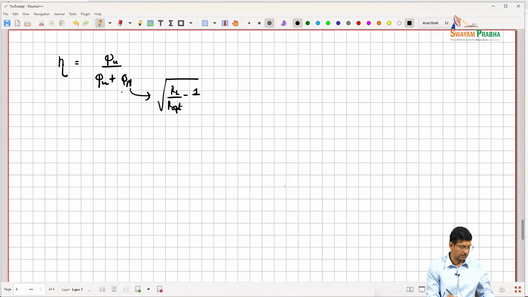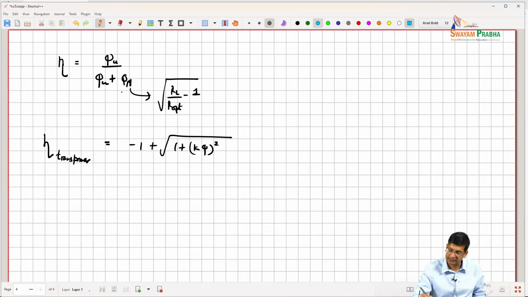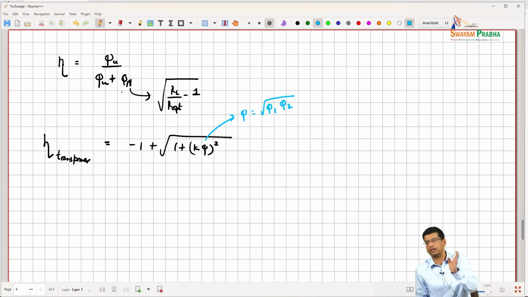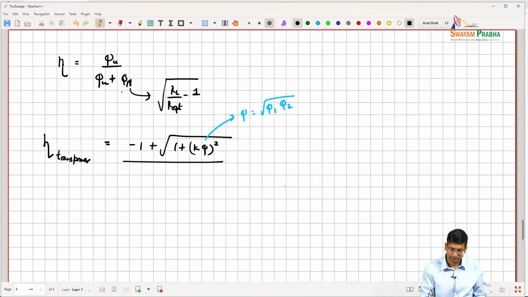If I try to do this with the fourth order resonator, and we discussed this briefly in the tutorial yesterday, but with the transformer approach, right, it's minus 1 plus square root of 1 plus kQ squared, right, where the Q is defined as square root of Q1 and Q2, right, where these were the Q's at the two resonance frequencies that we defined yesterday. So this divided by kQ squared, right.